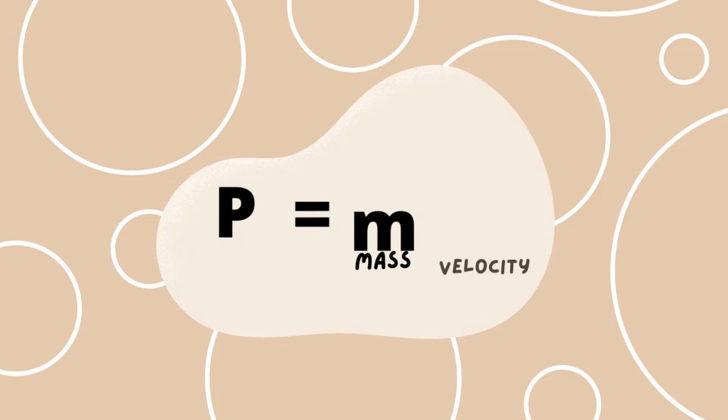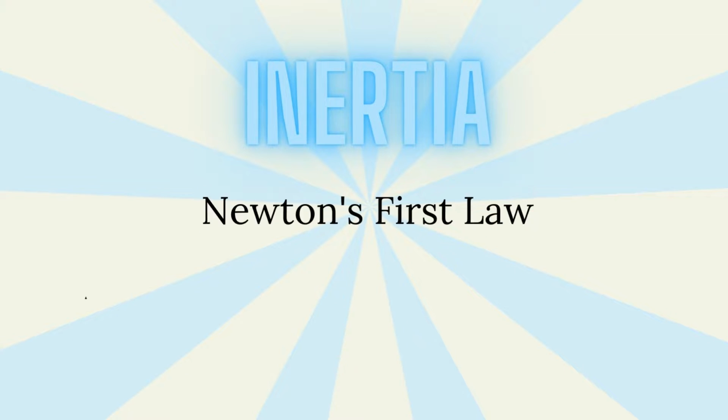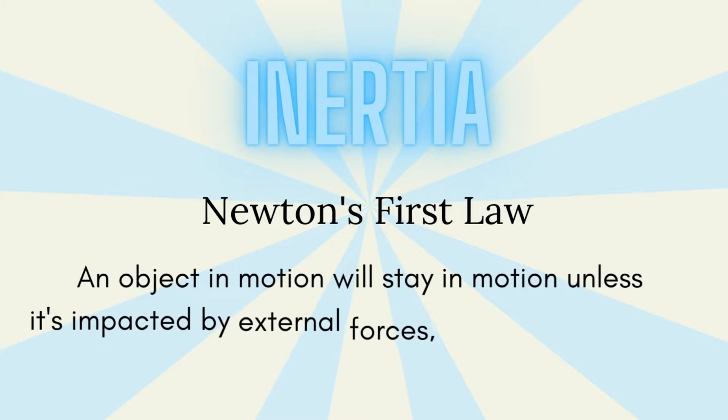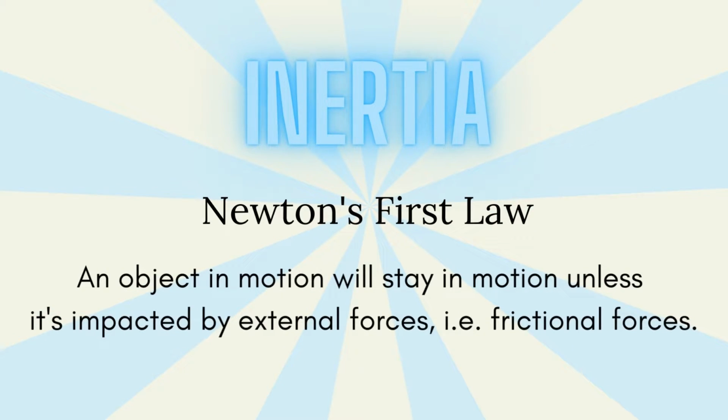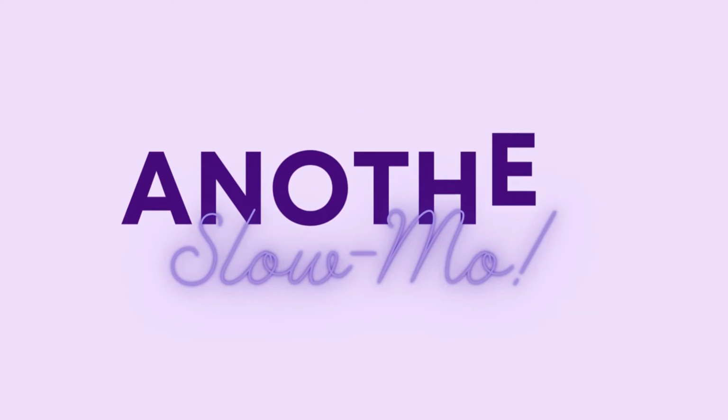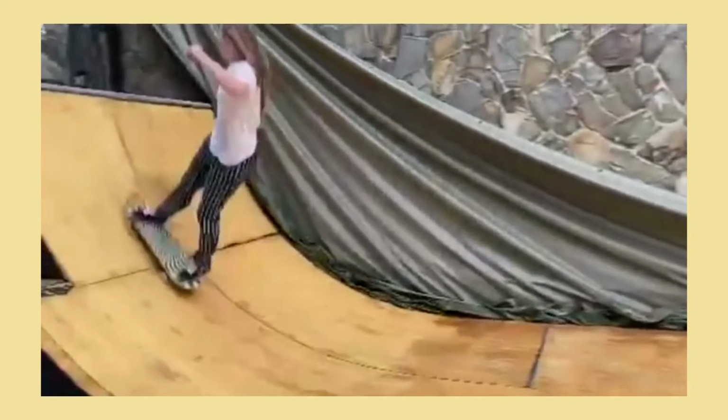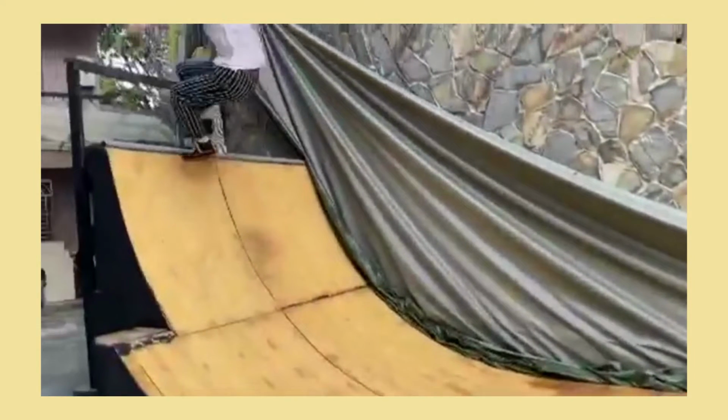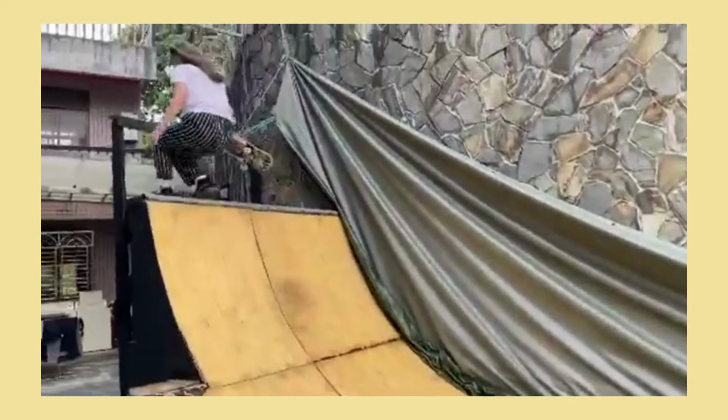Momentum is calculated with the formula P equals mass times velocity. Inertia comes from Newton's first law, stating that an object in motion will stay in motion unless it's impacted by external forces, just like friction. This is why, despite gravitational forces, the skater was able to go up onto the ramp without falling down right away.